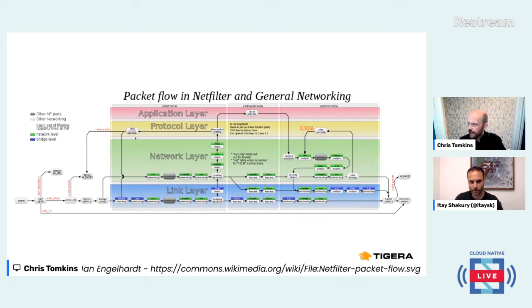So this is the packet flow diagram. And you can see at the bottom of the screen, this is courtesy of Jan Engelhardt, which is on Wikipedia, this diagram, if you want to see it yourself. But this is the packet flow through any Linux node. And you can see that the green part there is the layer 3 network layer. And that's where iptables and all of those kinds of things happen. So you have a mangle table, a NAT table, and you can see that the packets flow through all of that.